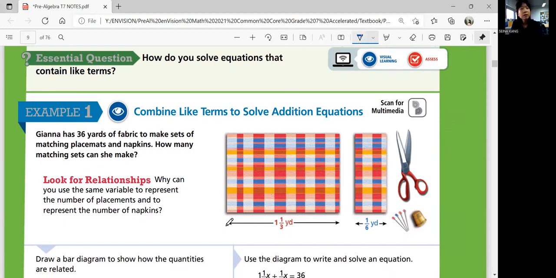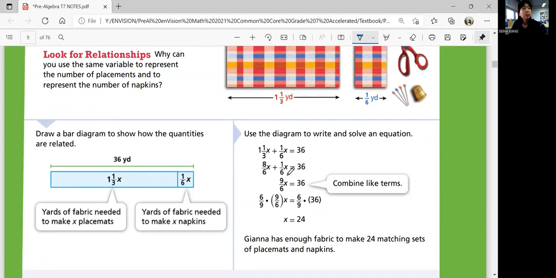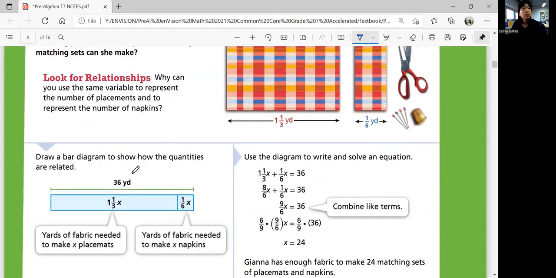Why can you use the same variable to represent the number of placemats and the number of napkins? Because they represent the same thing, X is the variable that represents the number of sets of matching placemats and napkins, right? So you can use X as a variable. You can use the bar diagram to represent the situation.